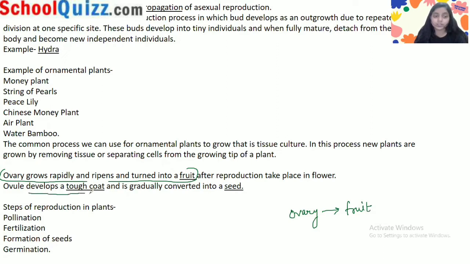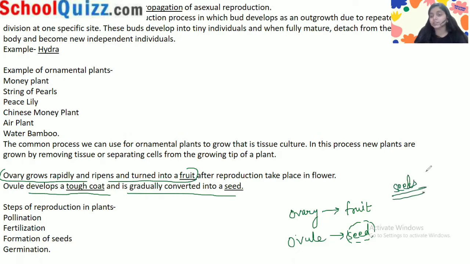And the ovule develops a tough coat and gradually converts into a seed. So the ovule converts into a seed, with a tough coat around the seed, right? We know that in the fruit we see the seeds. In an ovary there can be one ovule, or there can be multiple ovules. Whatever the number of ovules in the ovary, that is the number of seeds in the fruit, because the ovary turns into a fruit.